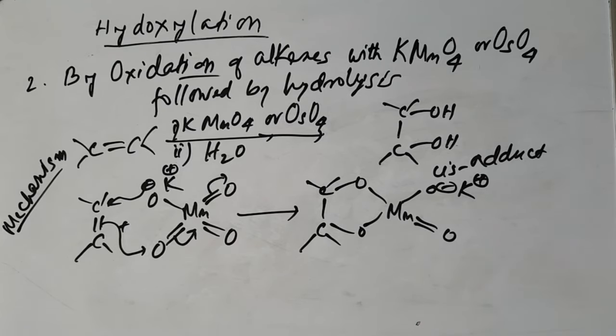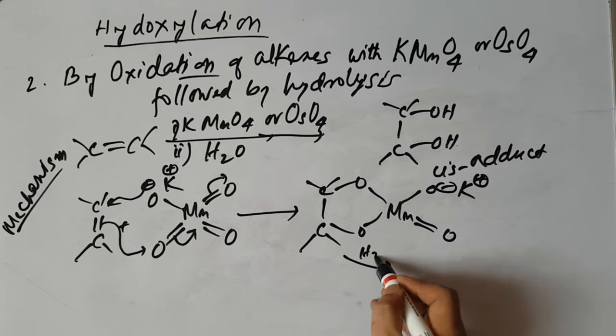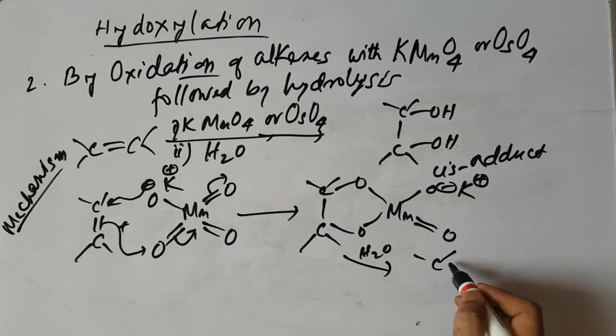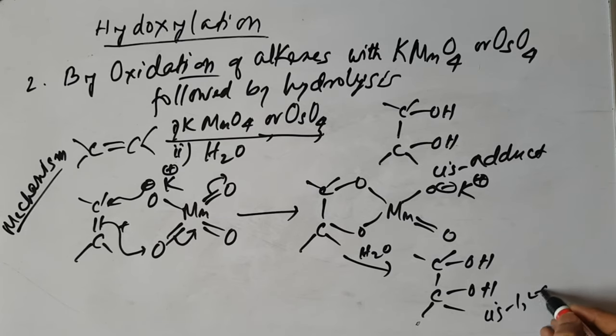Then hydrolysis with water, and you get the same product, okay. This we have discussed earlier also. So we got a cis product, cis 1,2-diol. So this is another method for formation of hydroxylation from alkenes. I'm repeating again the mechanism: first, alkenes react with potassium permanganate, we get a cyclic intermediate, which on hydrolysis gives a cis product, okay. So this is the second method.